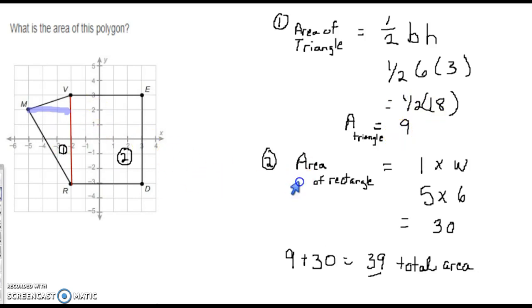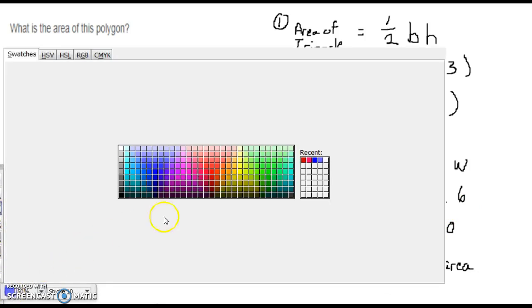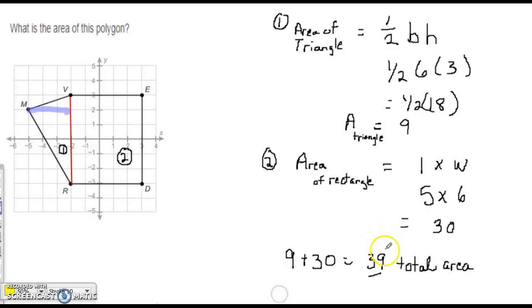And now I just need to find the area of my rectangle. Remember, that formula is length times width. And so I can just count, since I've got horizontal and vertical lines. So 1, 2, 3, 4, 5 is my length, and my width is 1, 2, 3, 4, 5, 6. 5 times 6 is 30. 9 plus 30 gives you the answer of 39. That is the answer here.